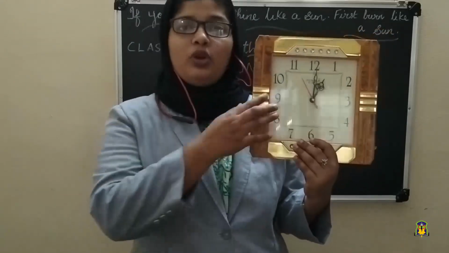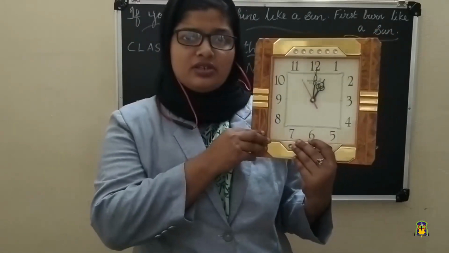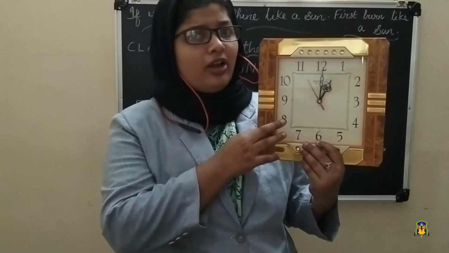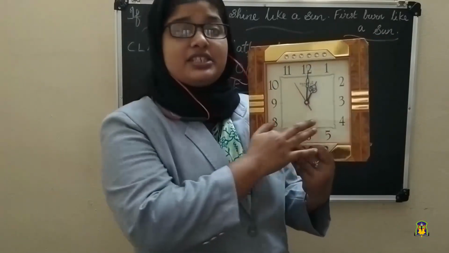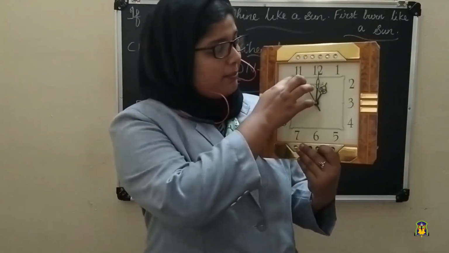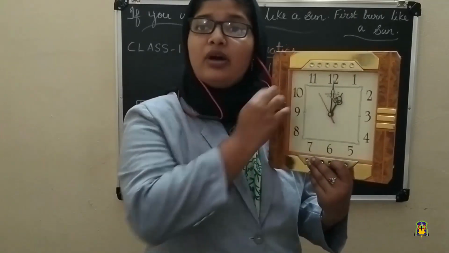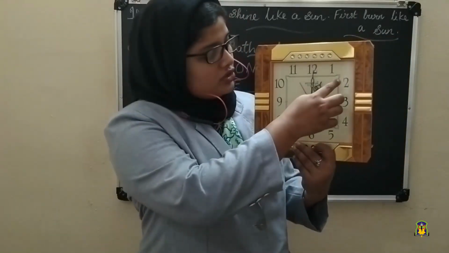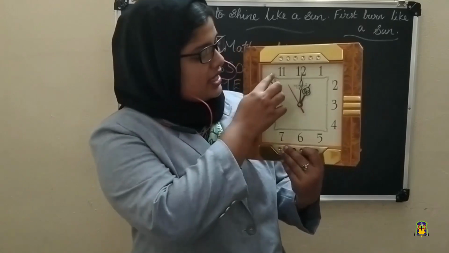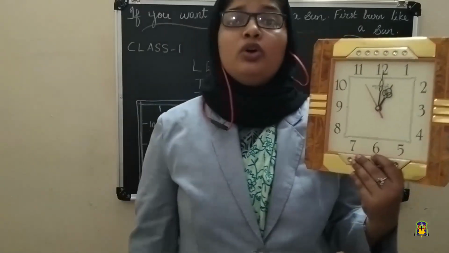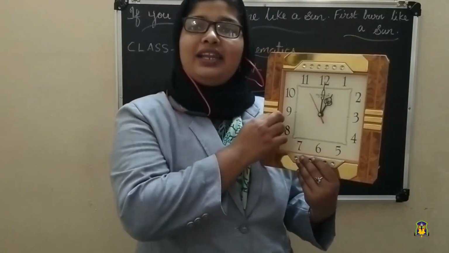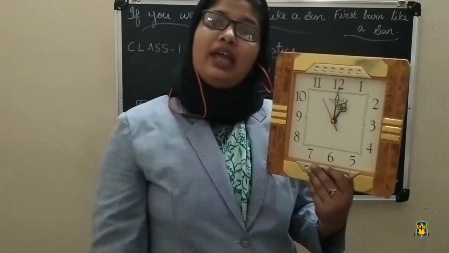So all of you look here. What is this? This is a clock. This is the face of the clock and it has numbers from 1 to 12. 1, 2, 3, 4, 5, 6, 7, 8, 9, 10, 11, 12.